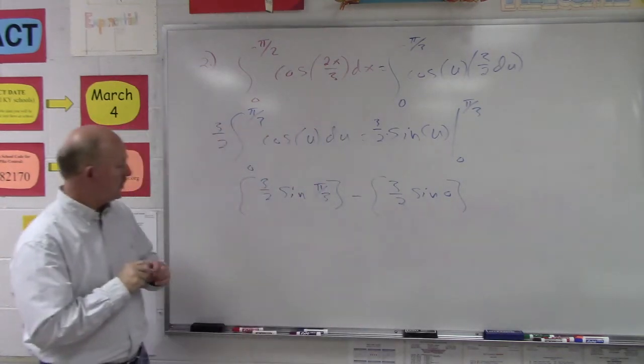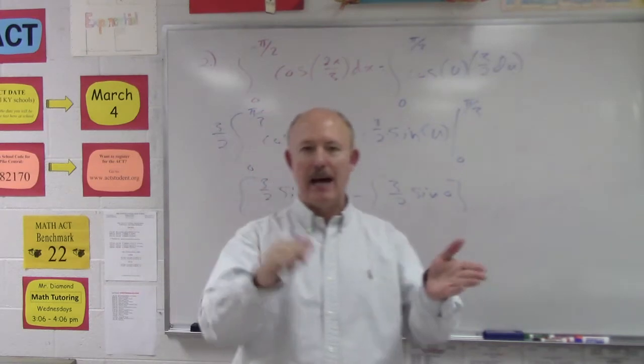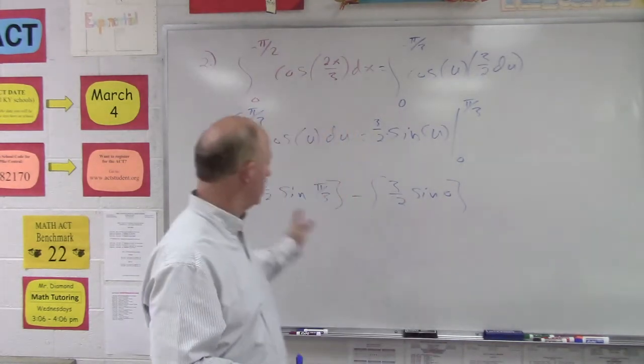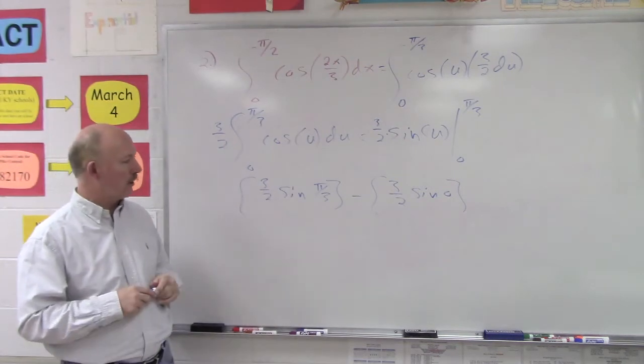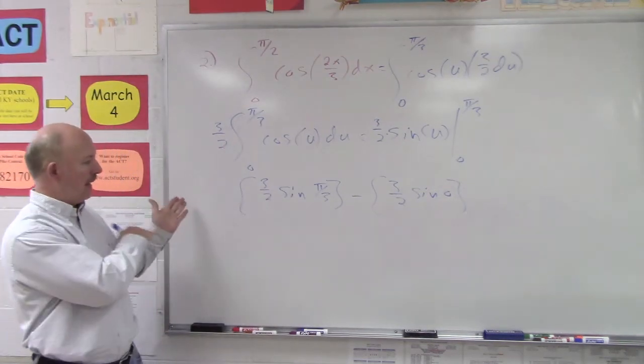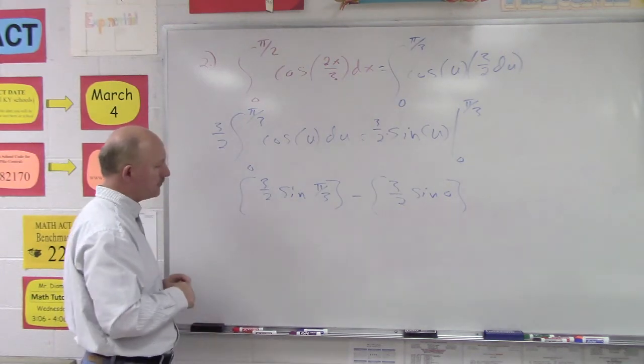Now, if you want to, you can just pull that 3/2 out front and then at the very end multiply by 3/2. And I'm not going to do that. I'm going to go ahead and multiply the 3/2 as I substitute the upper and the lower bounds of both parts. But you can pull it out front and then multiply by 3/2 at the end of your problem. So that will work too.